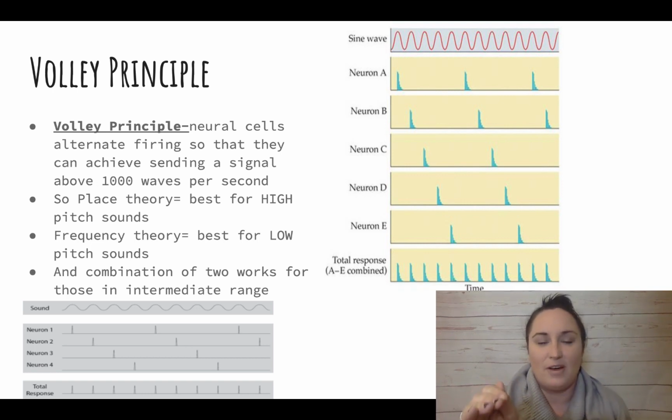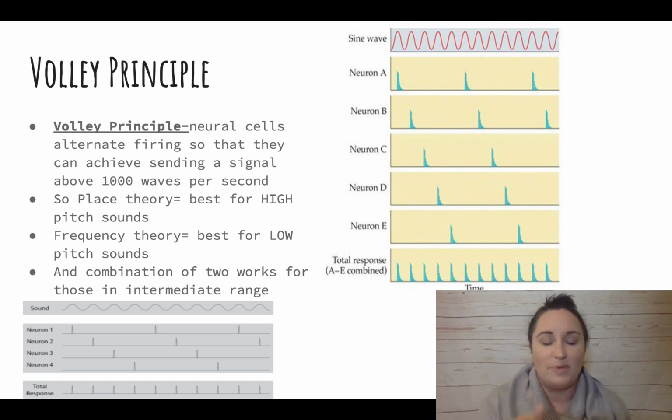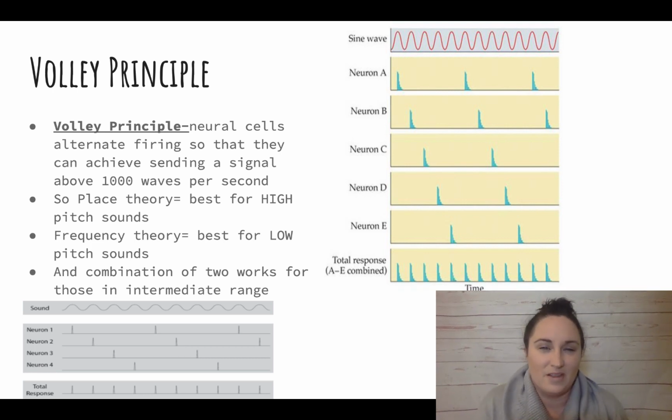So if you look at the top of this image on the right here, there's the original sound wave. So see how fast it is. And then neuron A is only firing certain wavelengths. B is doing different ones, C, and they're in this descending pattern, right? And so in total, the brain gets all of those messages, but no one neuron has to send the whole message because it can't send it as fast as the sound wave is. I hope that makes sense.